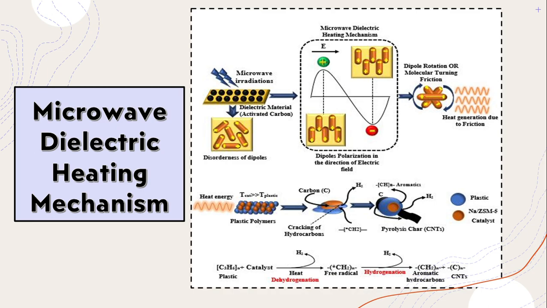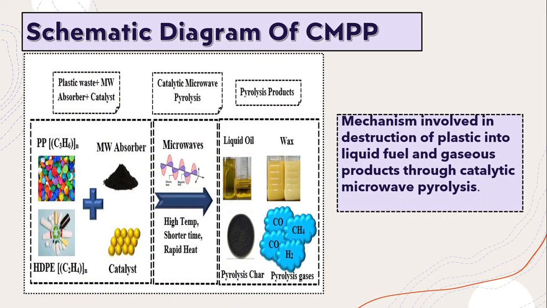It is a chemical equation in which plastic and catalyst mix together and a dehydrogenation process occurs in which hydrogen is evolved. Then free radicals of aromatic hydrocarbons mix with catalyst and hydrogen to convert into highly stable aromatic hydrocarbons with CNTs. Here is a schematic diagram of the catalytic microwave pyrolysis process in which PP and high density polyethylene are mixed with microwave absorber and catalyst, and in the presence of microwaves are converted into liquid oil, wax, pyrolysis char, and pyrolysis gases.